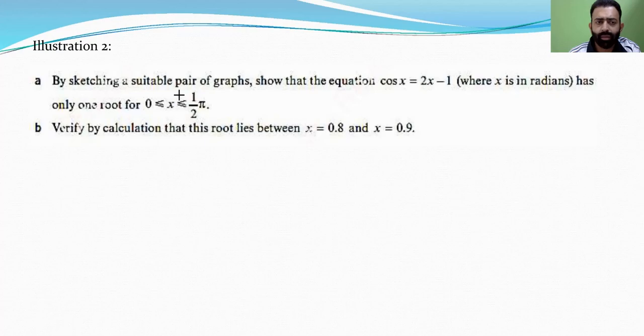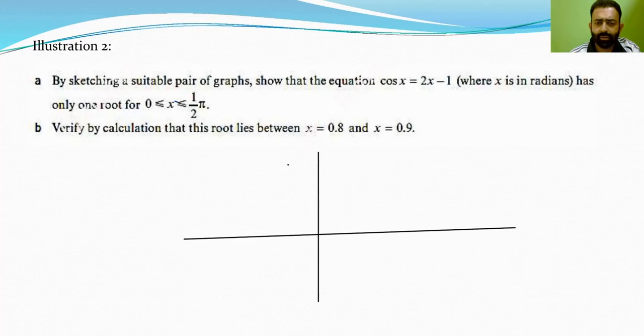Next, it says that by sketching a suitable pair of graphs, we have to show that the equation cos x = 2x - 1 has only one root for x which lies between 0 and pi/2. That means a pair of graphs we have to draw. So let us sketch these two curves. This is my x-axis, this is x, this is y.